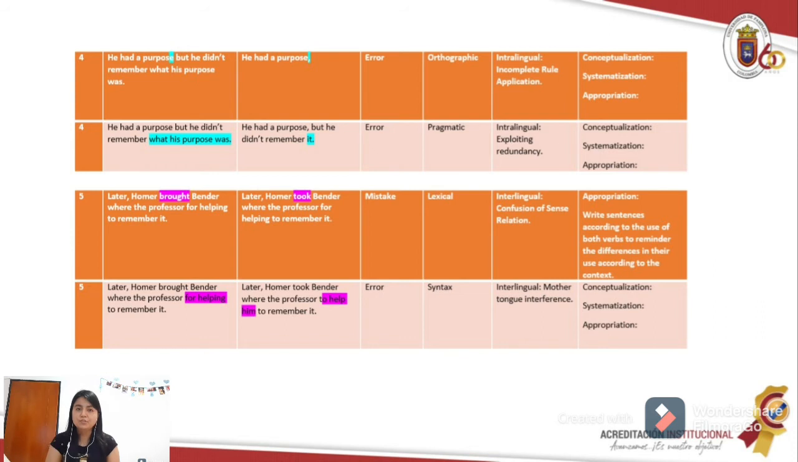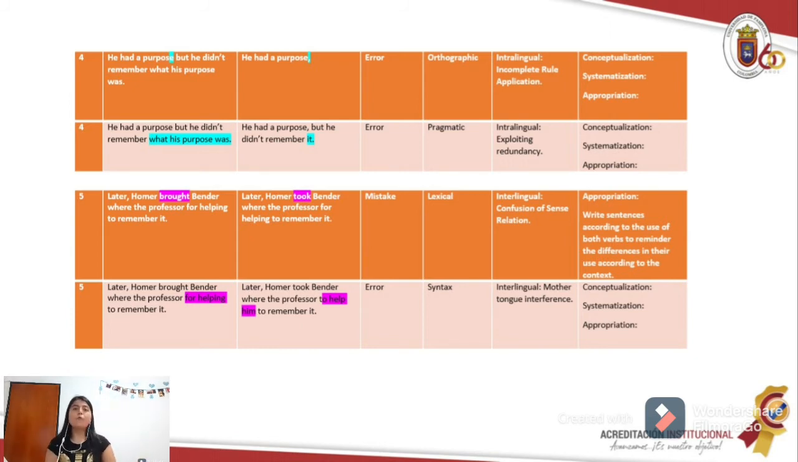Remediation, conceptualization: with the help of a text, underline the sentences that avoid redundancy with the subject "it". Systematization: rewrite exercises where the subject is not redundant. And appropriation: make an oral presentation where you avoid using redundancy in your sentences.